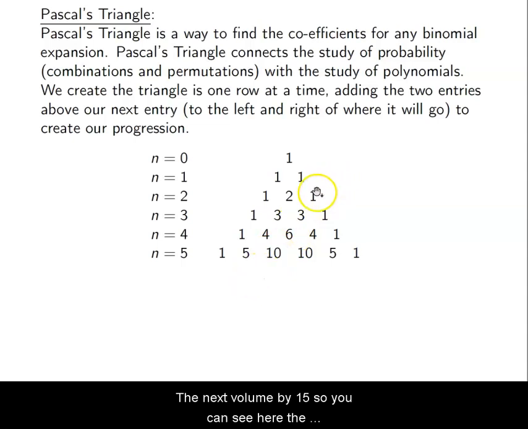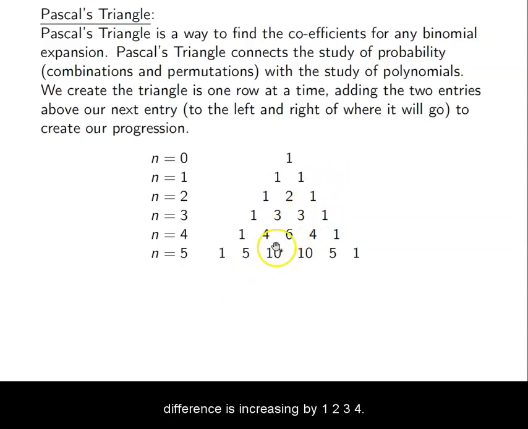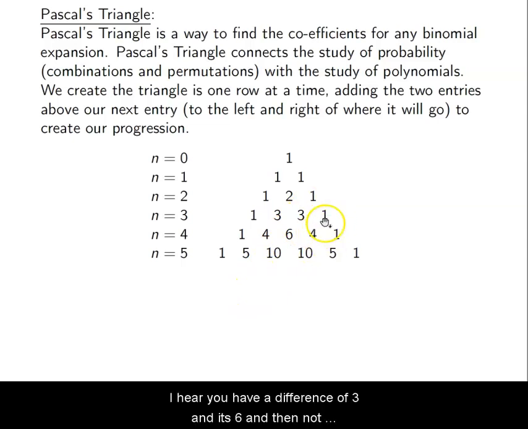So you can see here, the difference is increasing by 1, 2, 3, 4, 5. Here you have a difference of 3, and then 6, and then I'm not really sure what the pattern would be. We'd have to do more lines. And then it's reflected on the other side. It's symmetric. It's all ones. 1, 2, 3, 4, 5. It'll be 6, 7, 8, 9, 10.